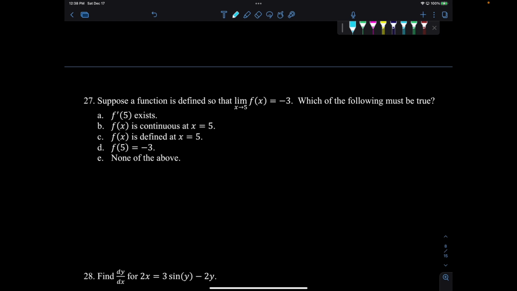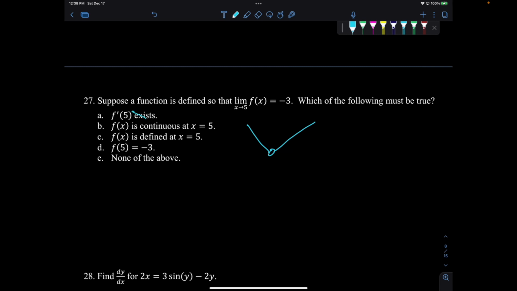Number 27. Suppose a function is defined so that the limit as x approaches 5 of f of x is negative 3. Which of the following must be true? F prime of 5 exists. Why would that have to be true? You could do something here. There you go. That limit exists, but the function doesn't exist there. Actually, this is a really good graph. The derivative does not exist for this graph.